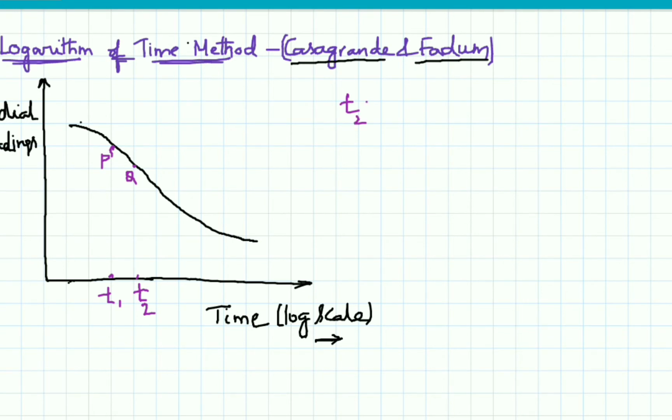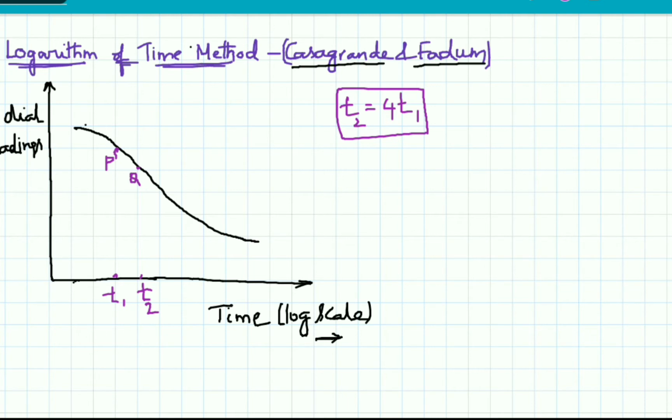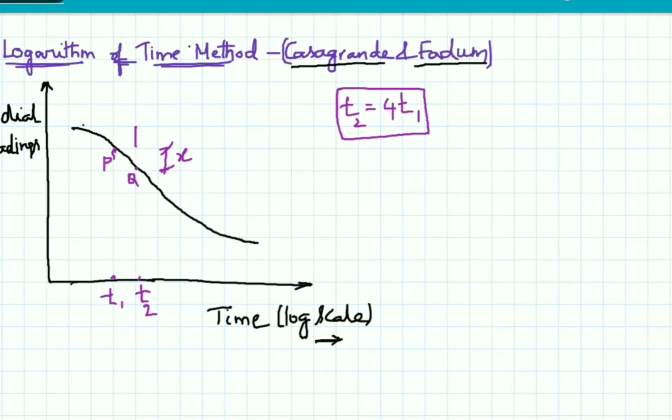T1 and T2 should be related as T2 equal to 4 times of T1. So from this relation we plot points P and Q on the consolidation curve. If the difference of dial readings between points P and Q is x, locate another point R which is at a distance x above point P.